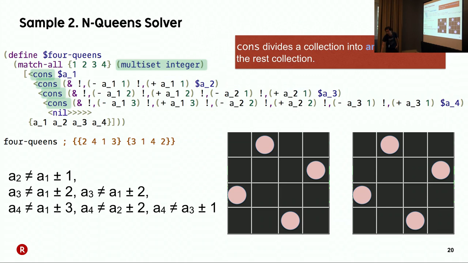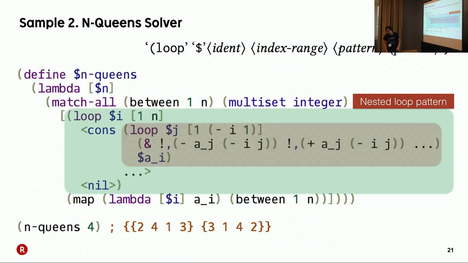Please note that the cons pattern is used for match set too as a list. In this case, cons divides the collection into any element and the rest of the collection. We can write a general n-queen problem solver using a double nested loop pattern. The inner loop is used to describe the condition that any two queens must not share the same diagonal.